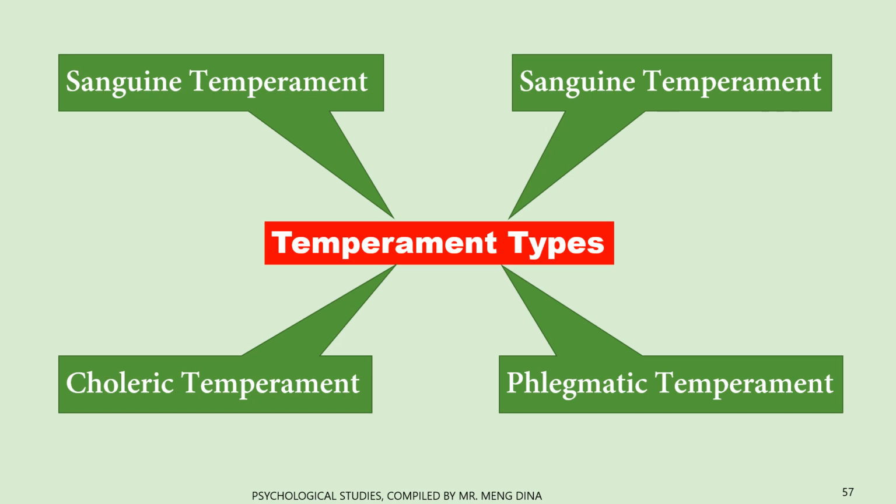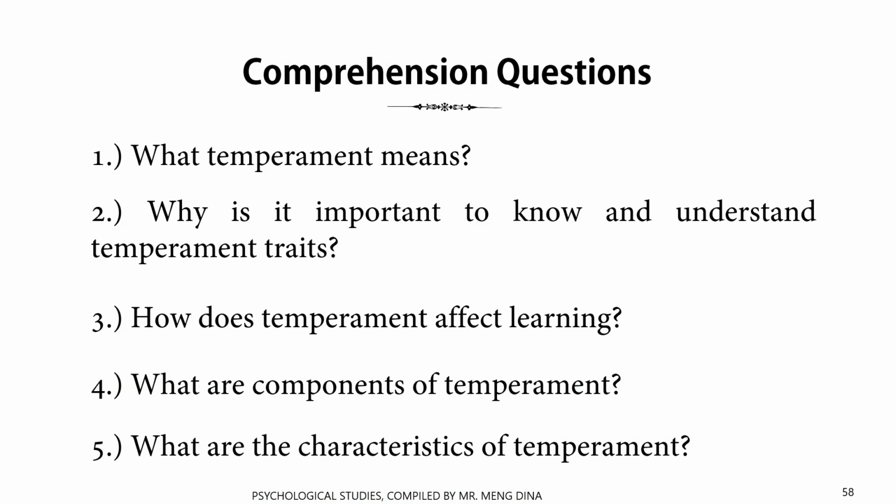Okay, we have just finished this unit on temperament strength. So I have 5 questions for everyone to do at home. Number 1, what does temperament mean? Number 2, why is it important to know and understand temperament? Number 3, how does temperament affect learning? Number 4, what are the components of temperaments, and what are the characteristics of temperaments?